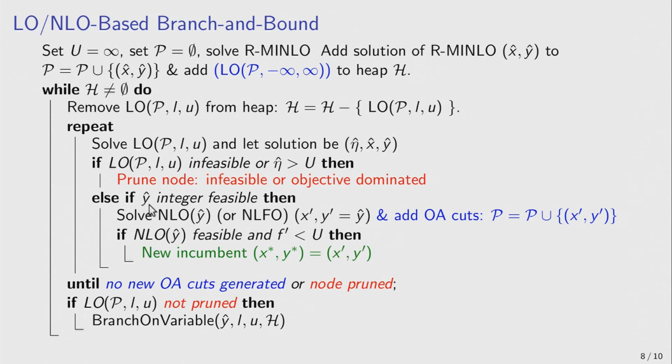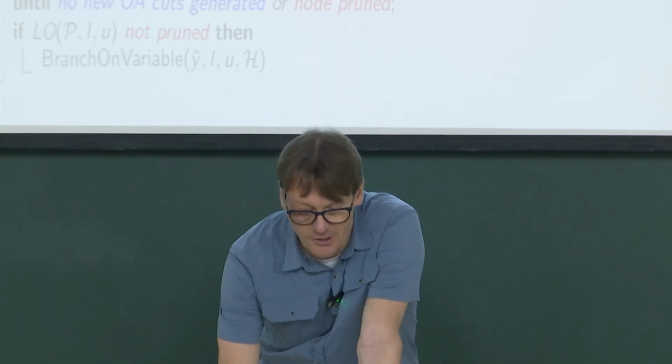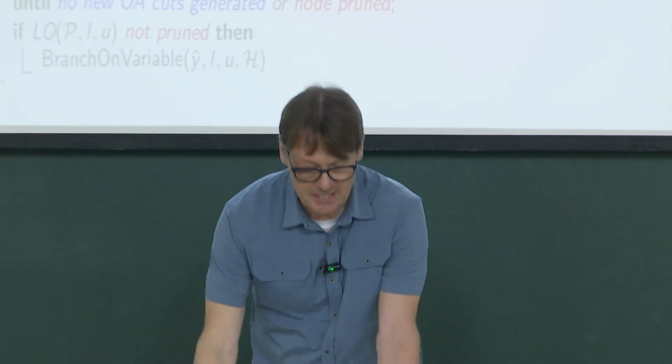Typically, that's not the case. If the point is integer feasible, so that's the interesting case, then we're going to solve a nonlinear optimization problem. And we want to do that because we now want to generate outer approximation cuts around the solution of my nonlinear optimization problem or feasibility problem. And really, you don't need to worry about this, because the nonlinear optimization solvers tell you which cuts you need to generate. So you generate outer approximation cuts here and add them to your set of points. So in the inner loop, you're updating the set of points. You're adding cuts to your linear optimization problem.